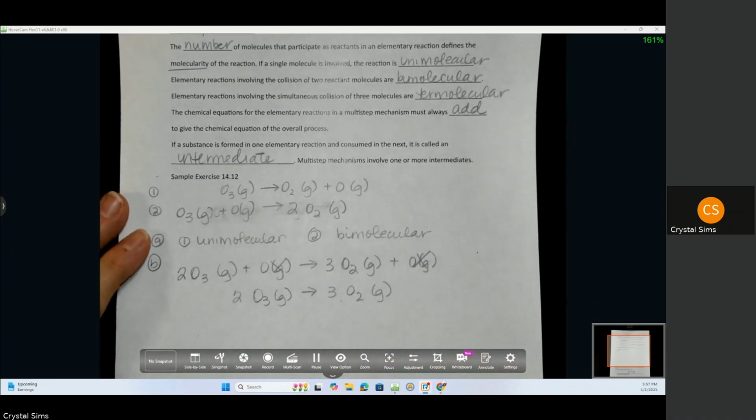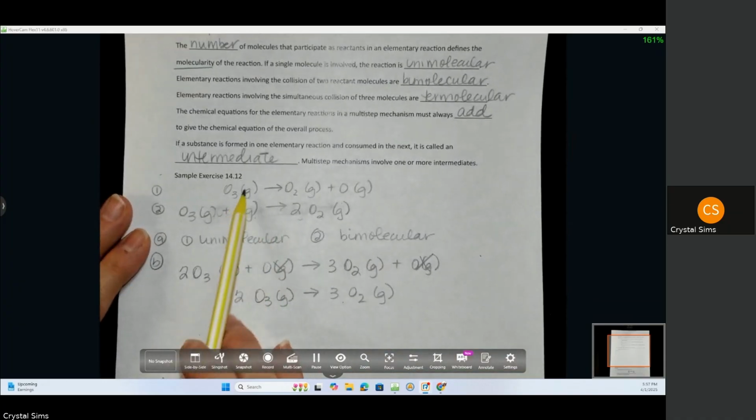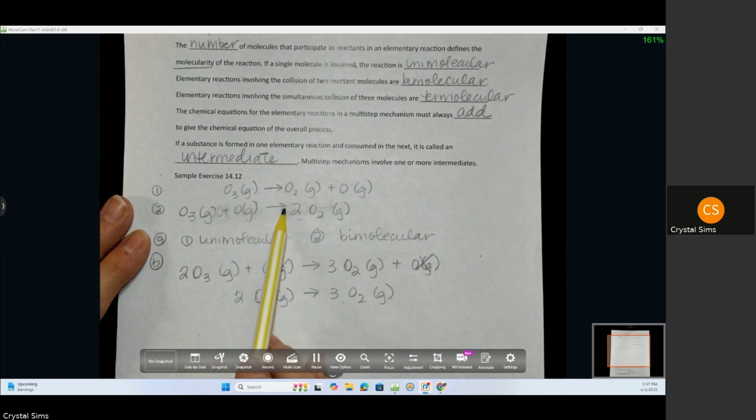Okay. So all I did is I combined my reactants with my products and then canceled out the O because it was the same on both sides.